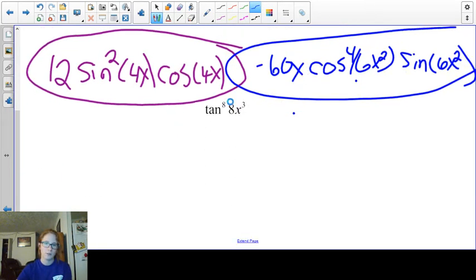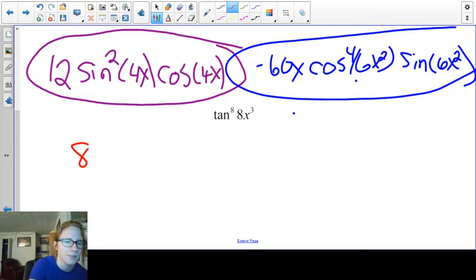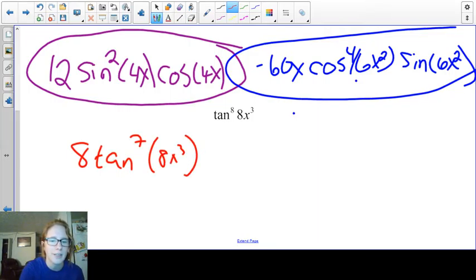Scroll down, move this up. We're going to do this one. We're going to take the derivative of tangent to the 8th of 8x cubed. So bring down the 8 first: tangent to the 7th of 8x cubed. The derivative of tangent is secant squared of that stuff.